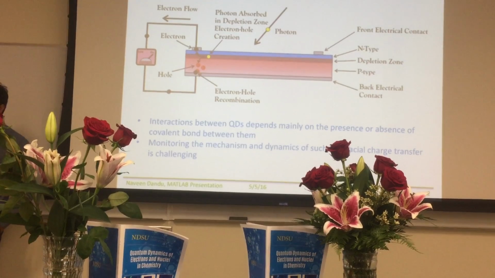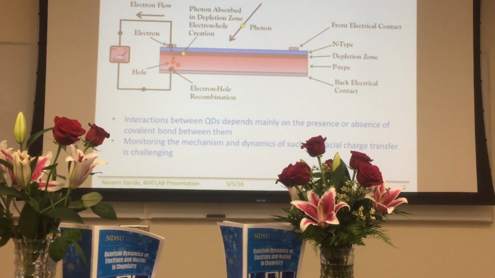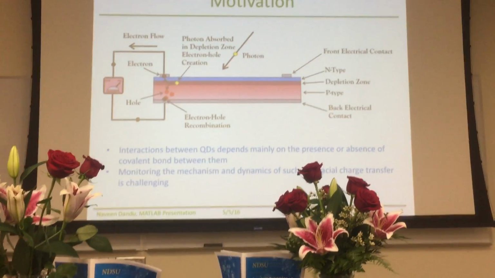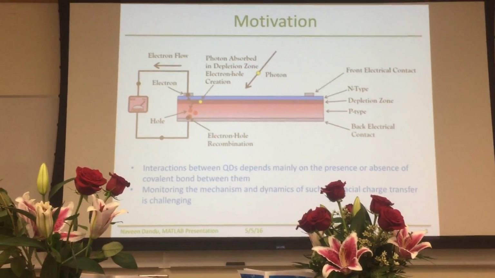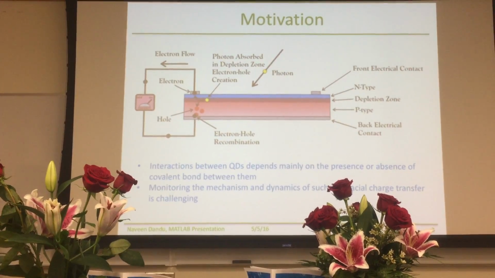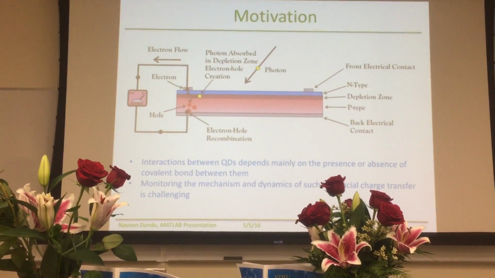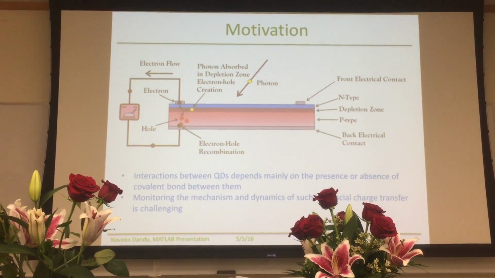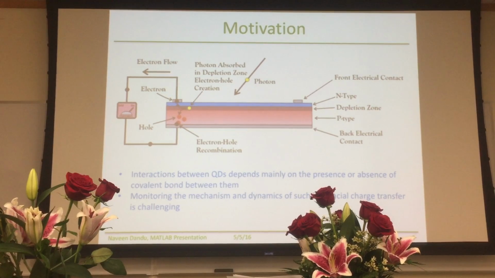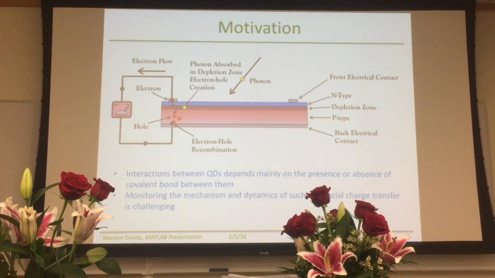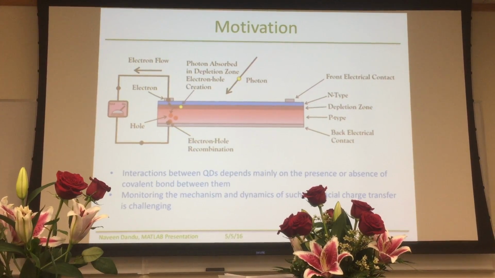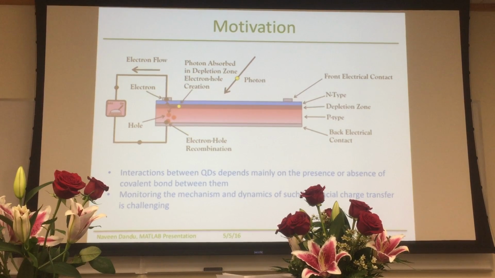The main motivation behind this project is the application of these materials in photovoltaic devices. As you can see, photovoltaic devices comprise both N-type and P-type semiconductor quantum dots. If we think of impure silicon quantum dots, they have N-type and P-type.